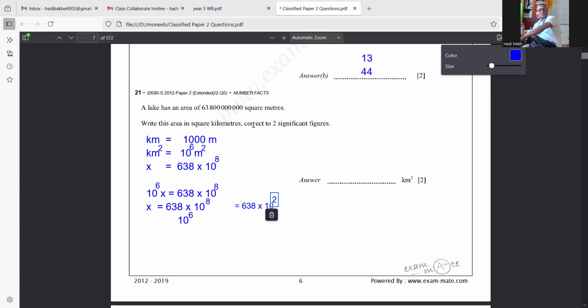They say write the area in square kilometers corrected to two significant figures. Corrected to significant figures 1, 2, 6 and 3. Then you add 1 to the 3 to be 4. So it's going to be 64 and 2 zeros kilometers squared. This is your final answer.